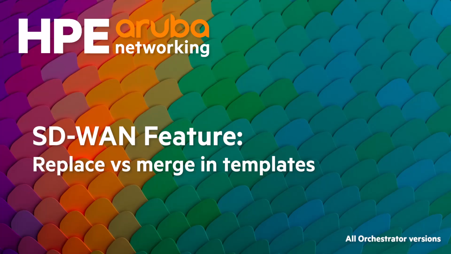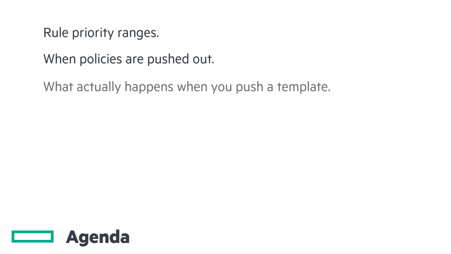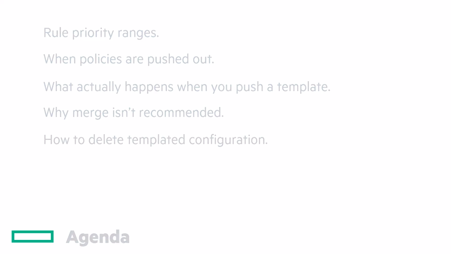In this video, we'll talk about replace versus merge modes for templates. We'll look at rule priority ranges and why they matter, when policies are pushed out, what actually happens when you push a template in replace mode, why merge isn't recommended, and how to delete configuration from appliances.